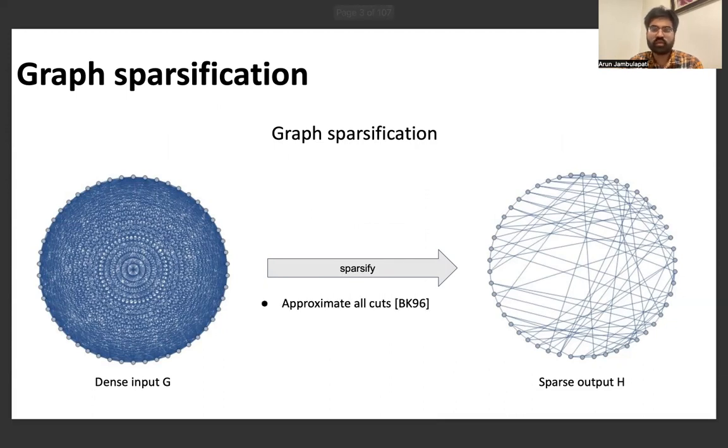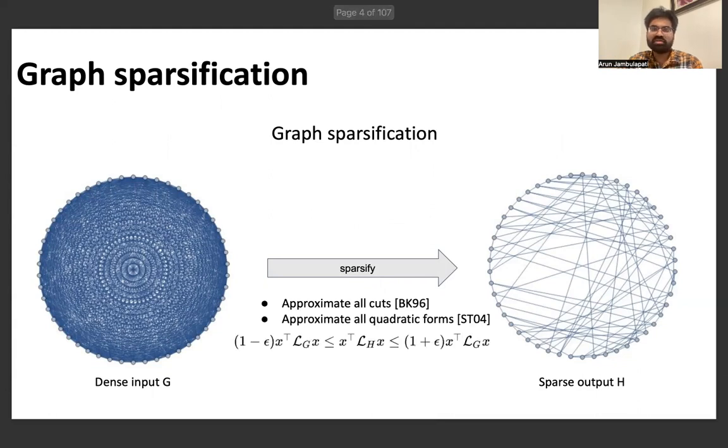For some examples of this, we have cut sparsification by Benczúr and Karger from the 90s, where we ask for the output graph H to preserve the value of all cuts in the input graph up to some small multiplicative error. Alternatively, we have spectral sparsification by Spielman and Teng, where our goal is to ensure that H preserves all quadratic forms in the input up to some small multiplicative error, where a quadratic form is defined as the quantity x transpose Lx for an input vector x, where L is the graph Laplacian matrix here.